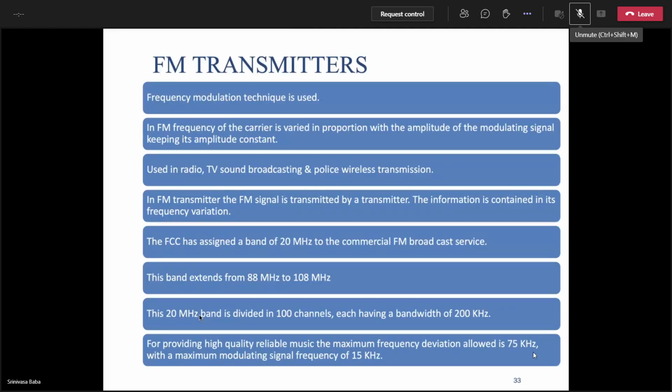Next one is FM transmitters. There are a few more slides left, and since it is already 3:02, let me stop here for today, and then I'll complete this FM transmitters. It takes hardly 10-15 minutes only. Then we'll move on to the receivers tomorrow.